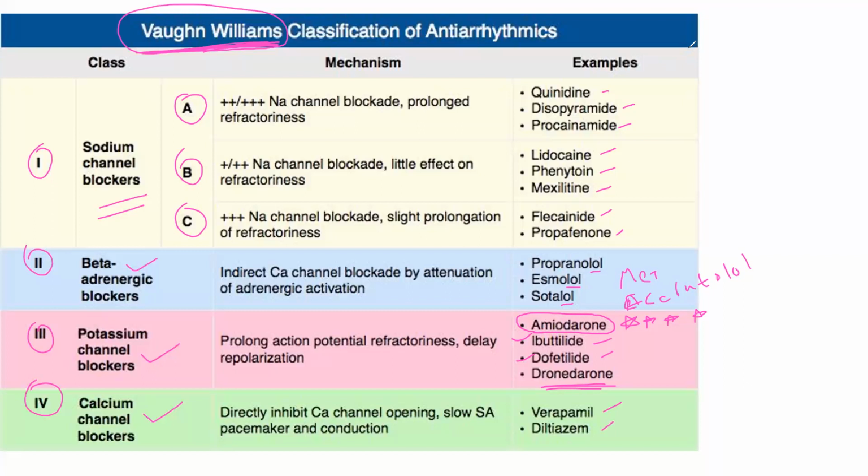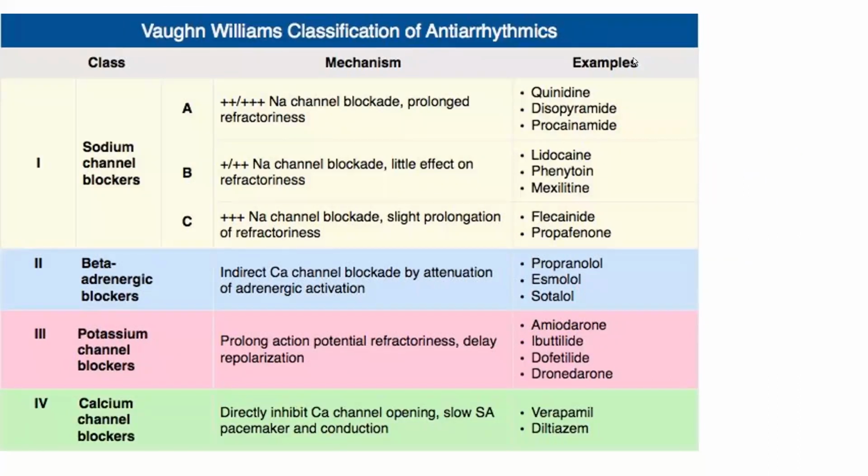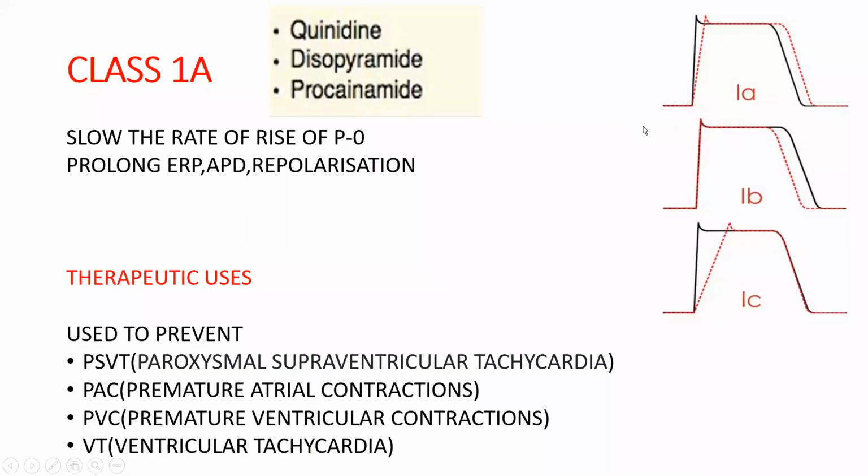So the Vaughan Williams classification of antiarrhythmics includes 4 classes: 1, 2, 3, and 4. Sodium channel blockers, beta blockers, potassium channel blockers, and calcium channel blockers. Class 1 includes A, B, C. So these are the drugs. Now we will be discussing each class. Coming to class 1A: quinidine, disopyramide, and procainamide.